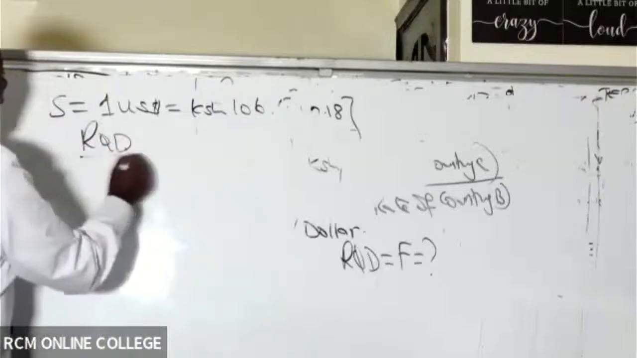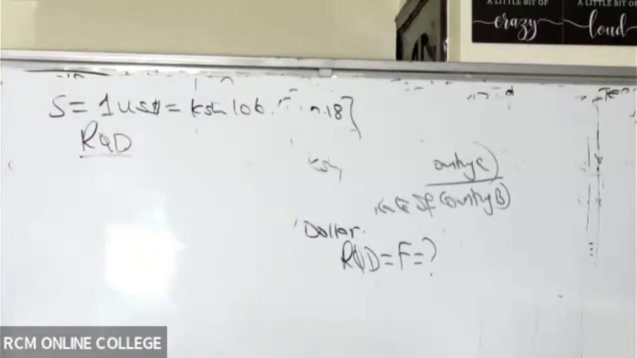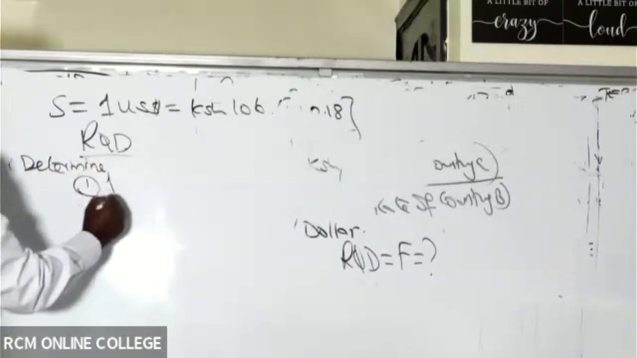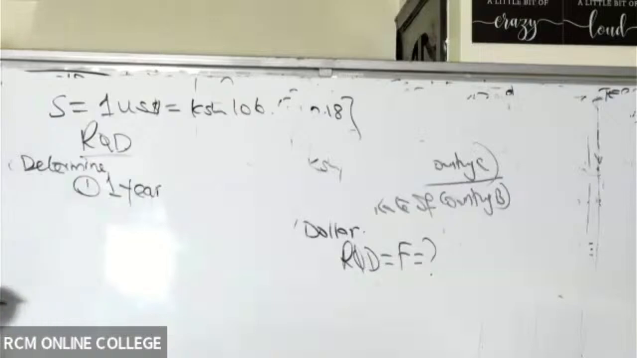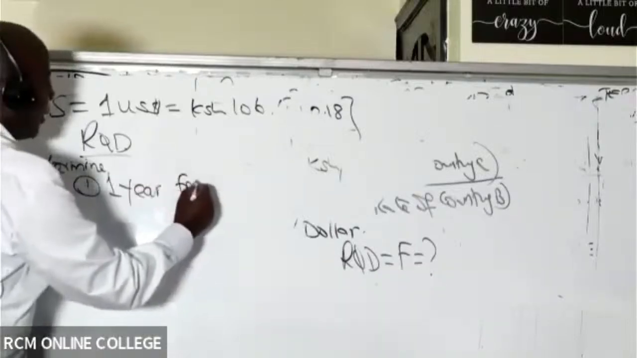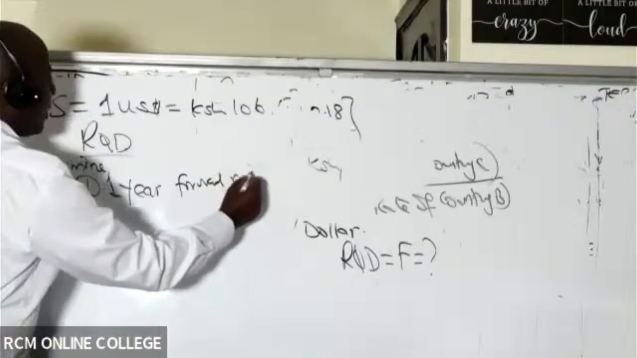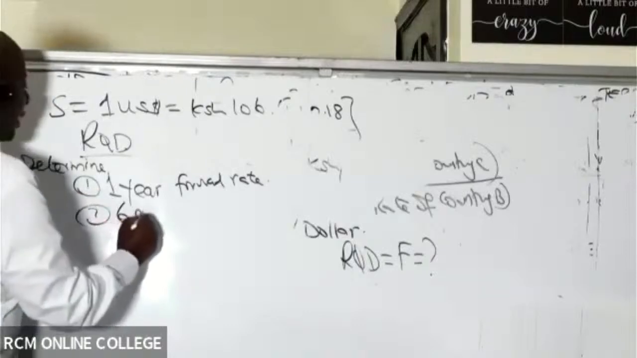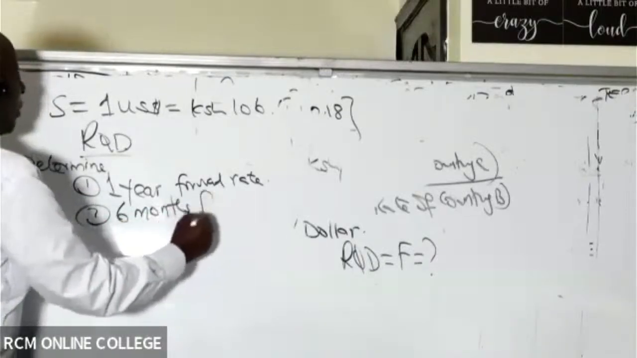So we are required to determine number one, the 1 year forward rate, and then number two, the 6 months forward rate.